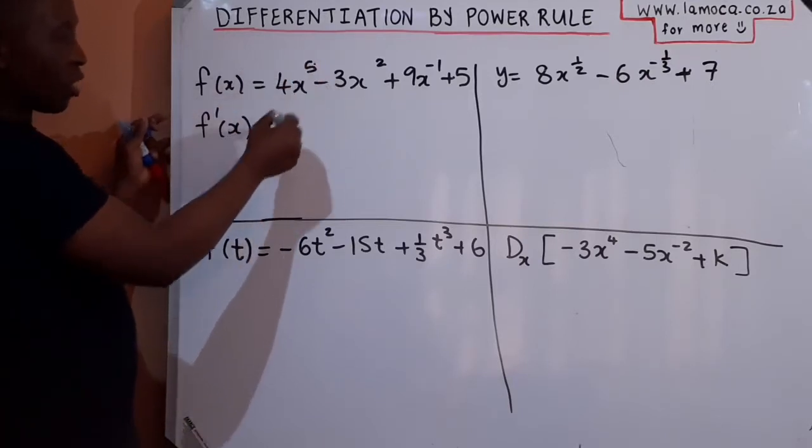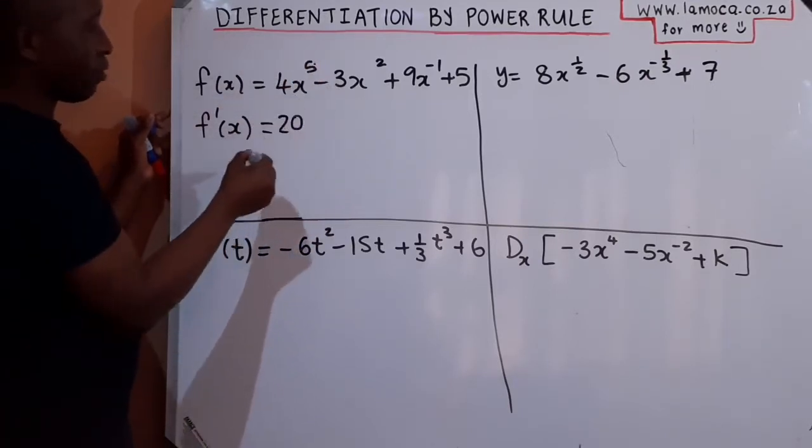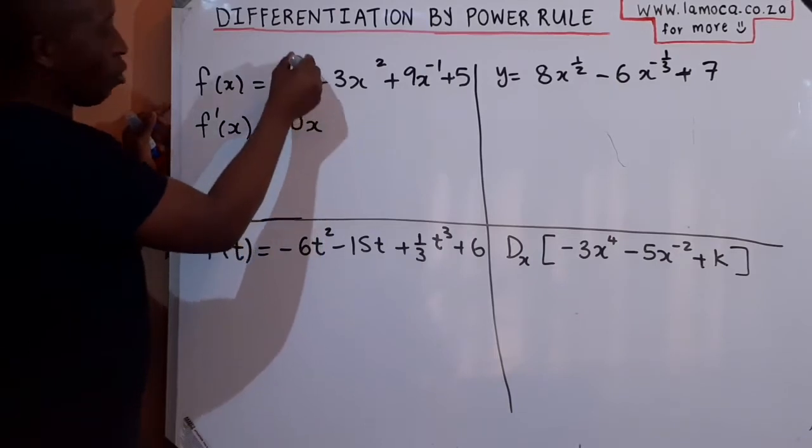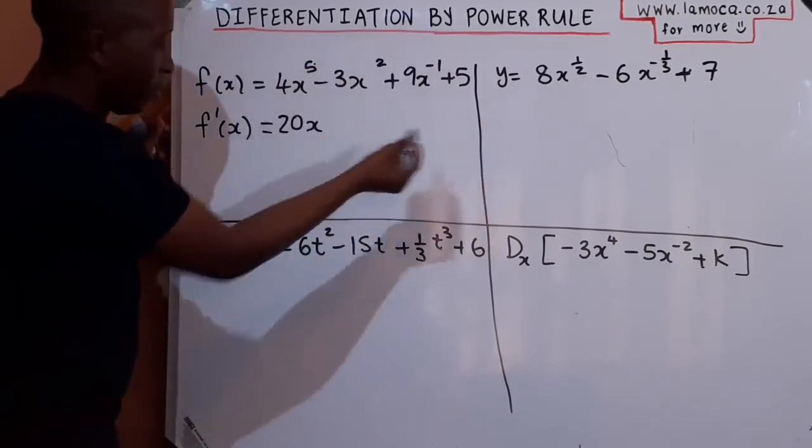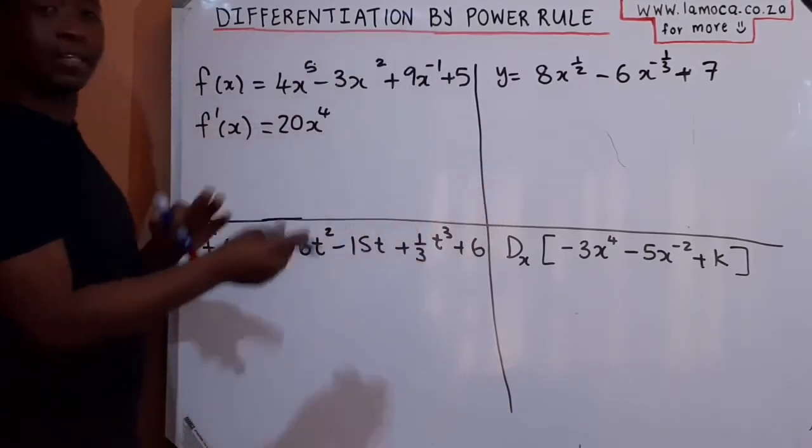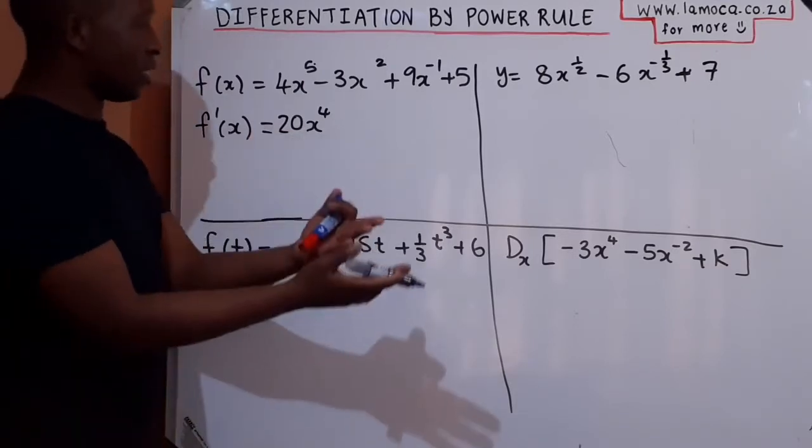So 5 times 4 gives you 20. I'm going to write that 20 here, and then I'm going to put my x again. And on that old exponent, you just subtract 1. So 5 minus 1 gives me a 4. That's it. Done. I'm going to repeat the same thing again.